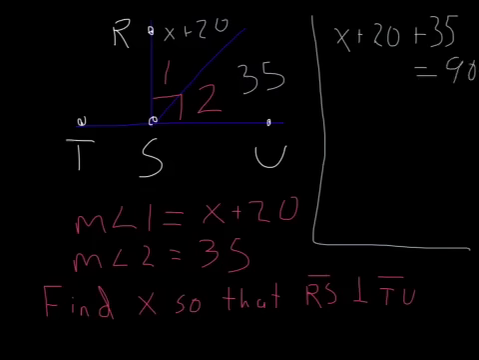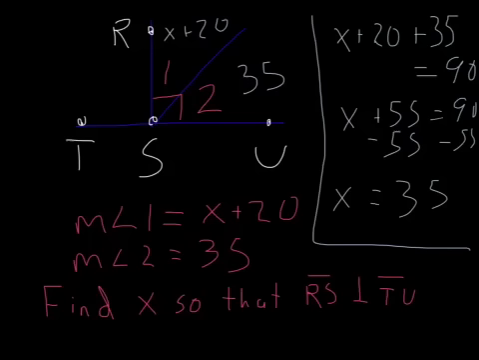So if we put those together, we'll get x plus 55 equals 90. Subtract 55 from both sides. And that's going to give us 35. So we know x is going to have to equal 35 degrees, and that will make RS perpendicular to TU.